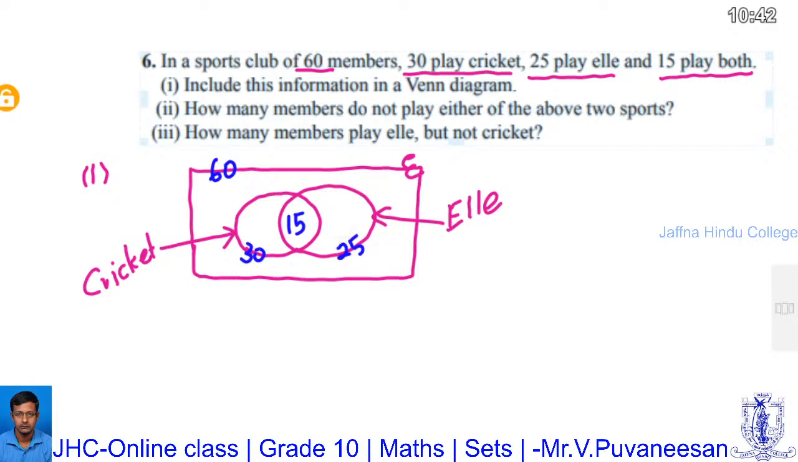Look at this cricket circle. In this set, cricket, the circle has 30. In this region there are 15, so we can find this region because both together are 30. If this is 15, then this is 30 minus 15.